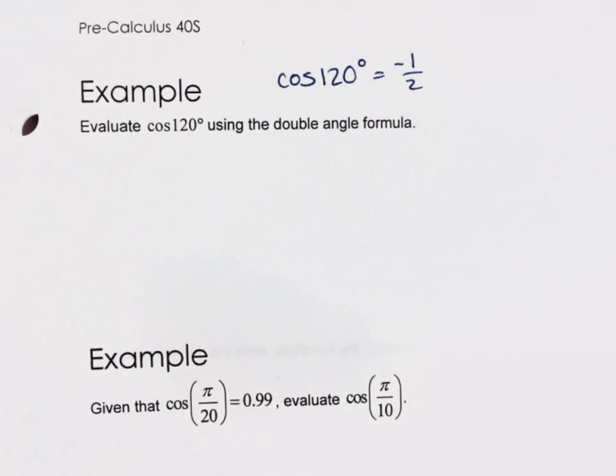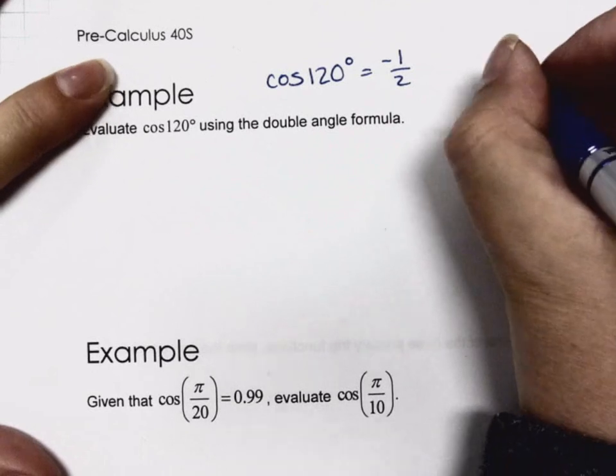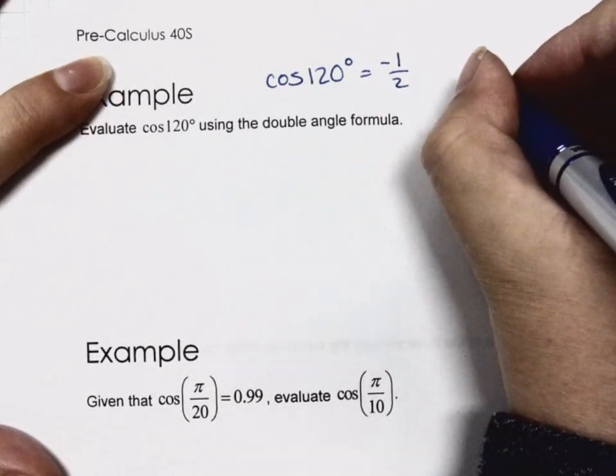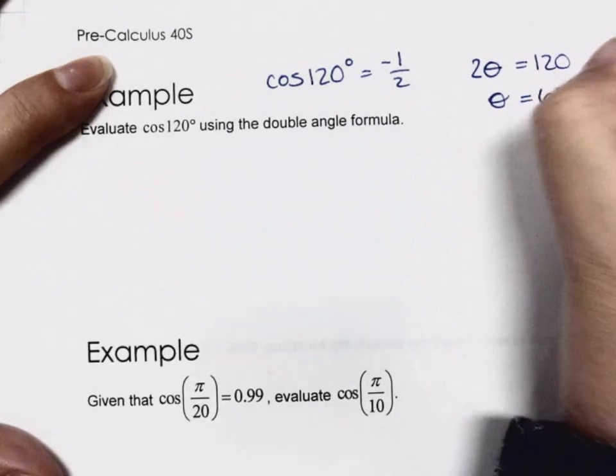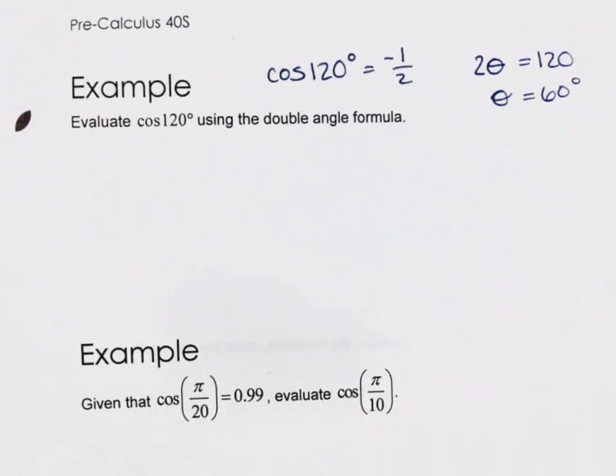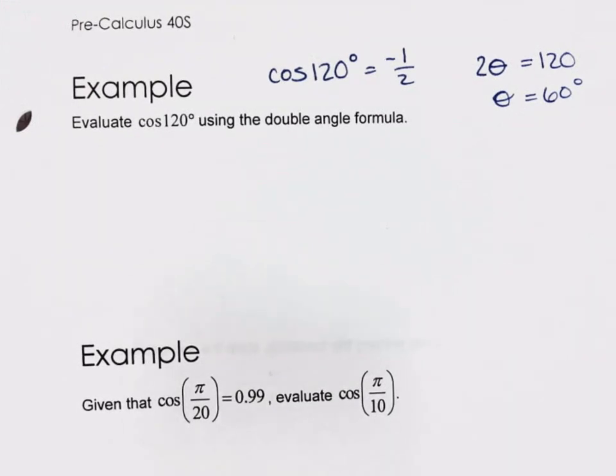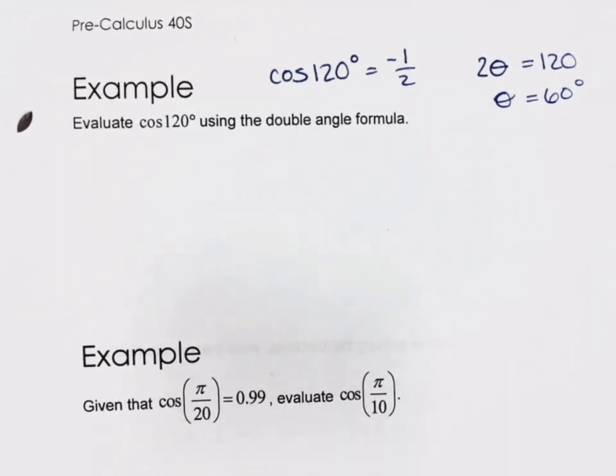So what angle times 2 will equal 120? You guys are telling me that it's 60 degrees, right? Everybody with me? No? That was too hard? It's okay, we'll work through it.